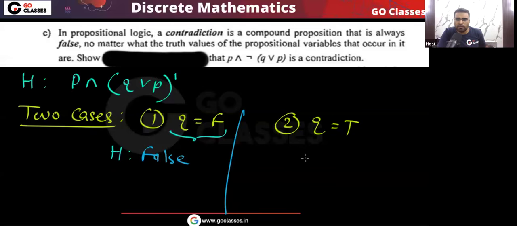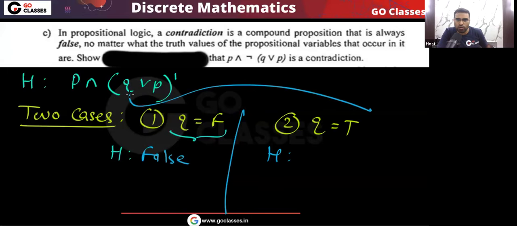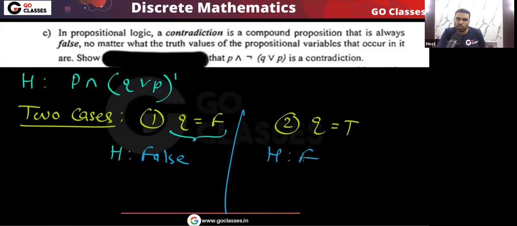And what about the case when q is true? In this case, what will be the truth value of h? When q is true, true or p, what is true or p? True or p, that will be true. That is always true. Yes or no? True or anything, that is true. Now we got p and true bar, because when I put q equal to true, then true or p will be true. What is true bar? Negation of true is false, so I got p and false. What is p and false? That is false. Correct. So finally, in this case also, I got false.